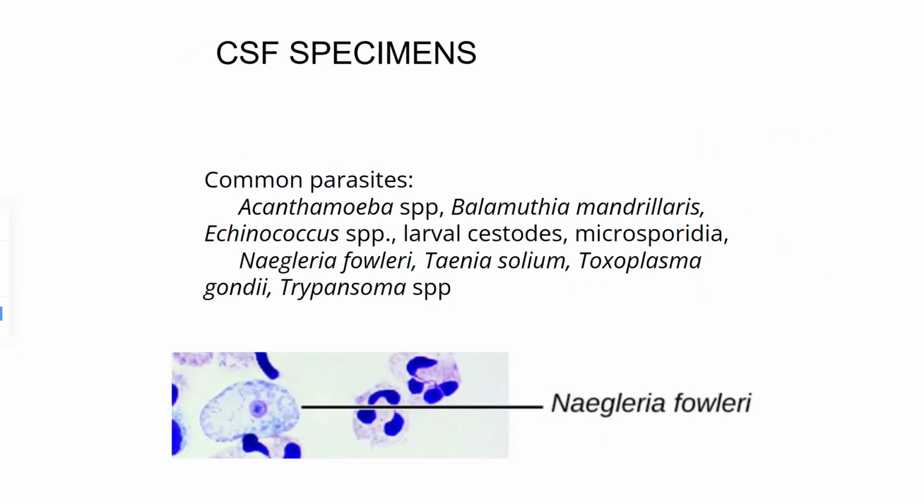CSF or cerebrospinal fluid specimens. Common parasites would be Acanthamoeba, Balamuthia, Echinococcus, Naegleria fowleri, Taenia solium, Toxoplasma gondii, or Trypanosoma species. This is a picture of Naegleria fowleri. We'll learn about those as we go through these slides, or the next couple weeks of slides.